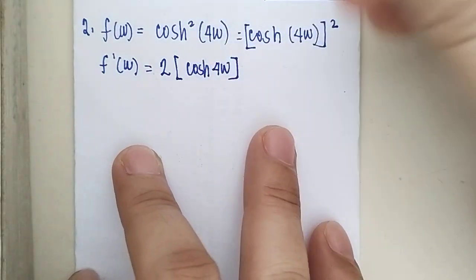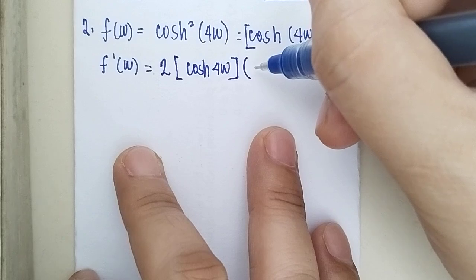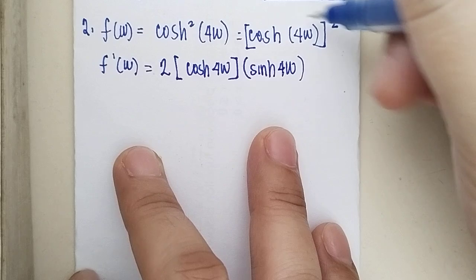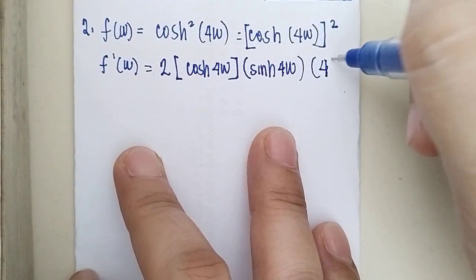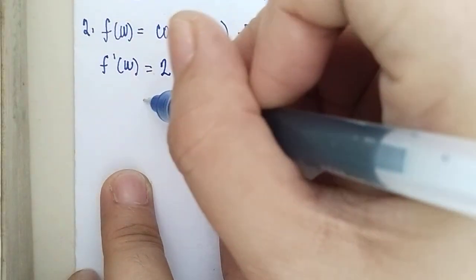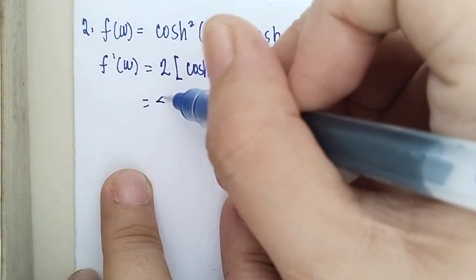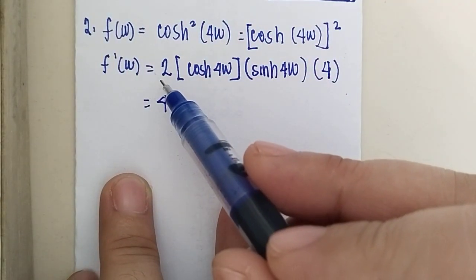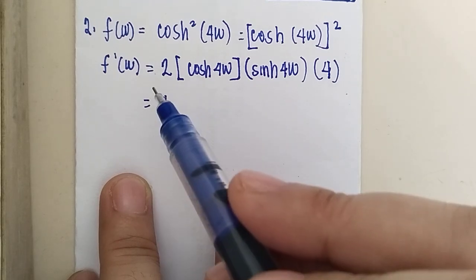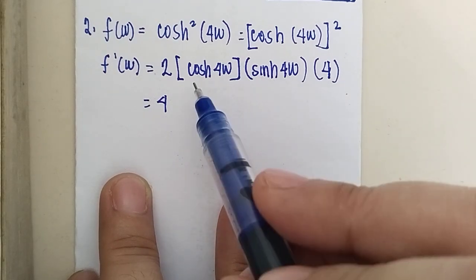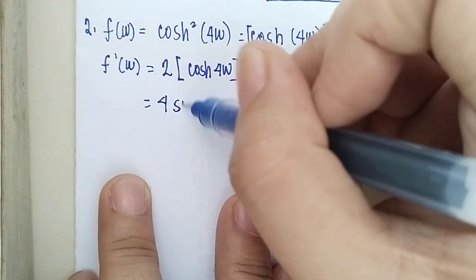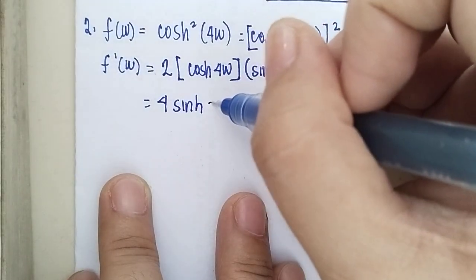Then proceed. What is the derivative of the hyperbolic cosine? It is positive hyperbolic sine of 4w. Then what is the derivative of 4w? That is 4 times 1, so simply 4. So, what I am going to do is factor out 4. And then, if you remember, 2 times hyperbolic cosine, hyperbolic sine is similar to 2 times hyperbolic sine, hyperbolic cosine. Right? It is equivalent to the hyperbolic sine of 2 times the angle.